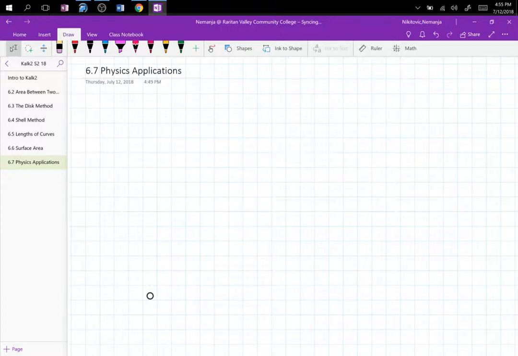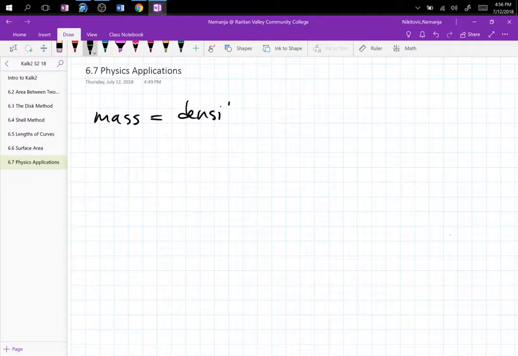So, mass. Mass is defined as density times the volume. And I like to describe mass as a quantification of physical existence. If the object exists in this universe, it must have a mass.